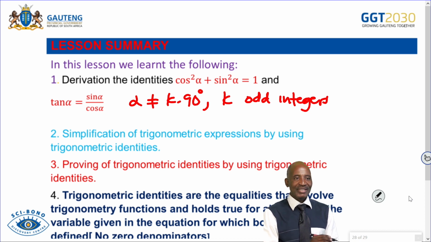We also had a look at trig identities as a definition that they are equalities that involve trigonometric functions and holds true for all values of the variable given in the equation for which both sides are defined, meaning there are no zero denominators.